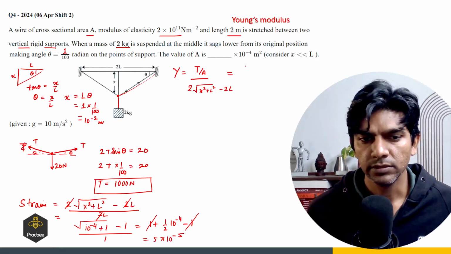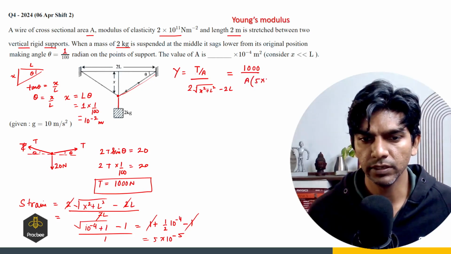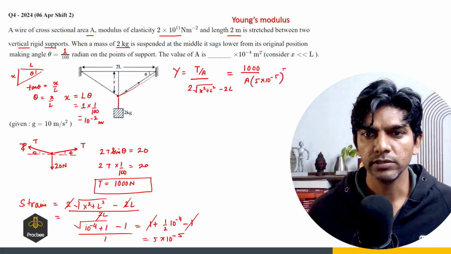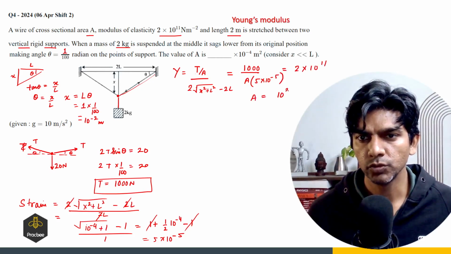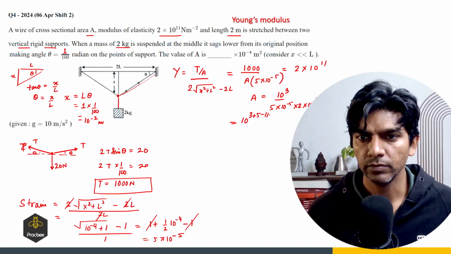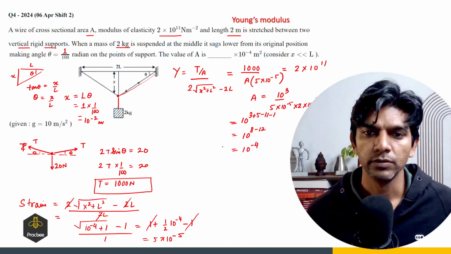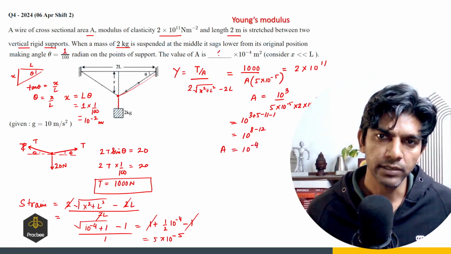So 1000 divided by A, and the strain is 5 into 10 raised to power minus 5, and Young's modulus is given as 2 into 10 raised to power 11. From this, the area of cross section will be 10 raised to power 3 divided by 5 into 10 raised to power minus 5, divided by 2 into 10 raised to power 11. This comes out to be 10 raised to power 3 plus 5 minus 11 minus 1, which is 10 raised to power 8 minus 12, or 10 raised to power minus 4. So that is the area of cross section, and the answer will be 1.